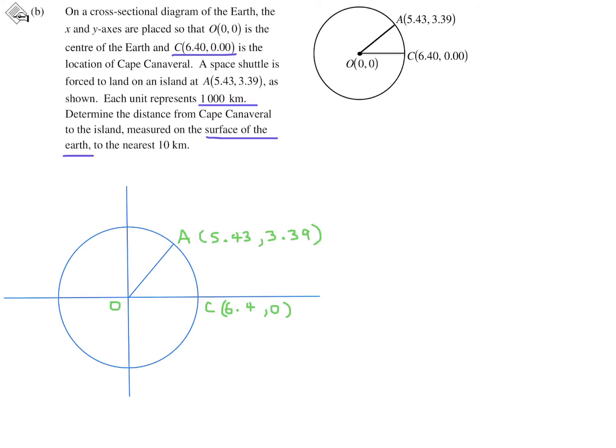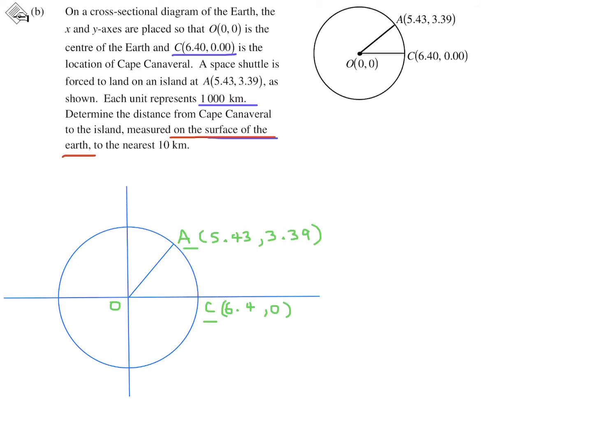All right, so what can we do? Well, the first thing I want you to understand is, what do they want us to figure out? Determine the distance from Cape Canaveral, which is C, to the island, which is at A. But they do not want a straight line. So don't make that mistake, because you might think, okay, A to C is a straight line, let's figure it out. No, they want it, and they even tell you in the question, on the surface of the Earth. So what they are looking for is this distance right here, on the surface of the Earth.